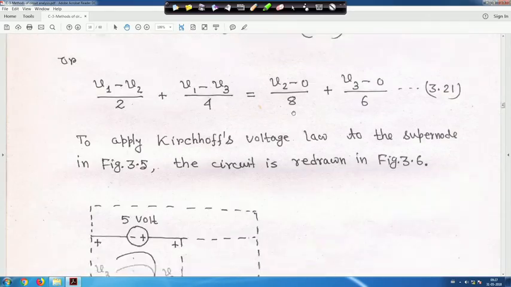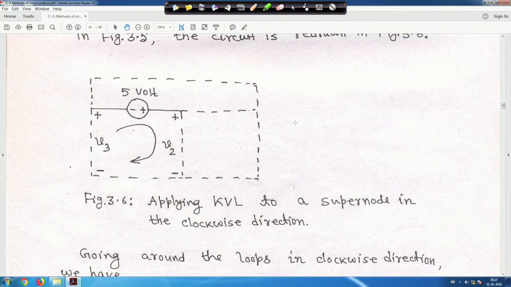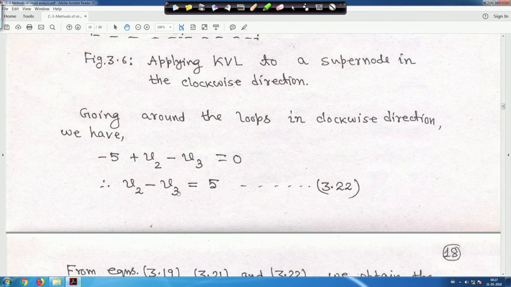Therefore, the same thing is redrawn here, plus minus. Moving clockwise, we apply KVL, and the dashed line shows the other components of the circuit, but our interest is only this much. If you do so, you get the same equation, V2 minus V3 is equal to 5, whatever we wrote just now.